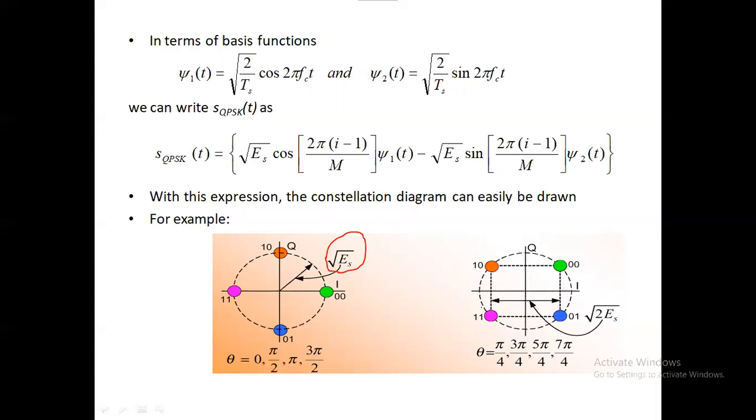What about the distance between these two symbols? Because the distance helps us calculate the performance of the errors. The error probability depends upon the Euclidean distance between these two symbols. So the distance between any two symbols is constant, that is root of Es squared plus root of Es squared, and under root of these two. So this will be root of 2Es. So that is constant.